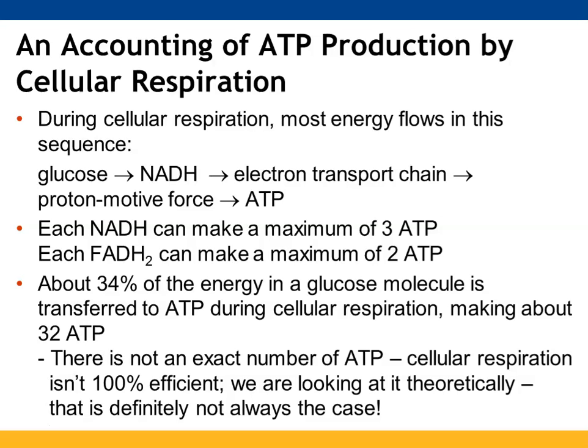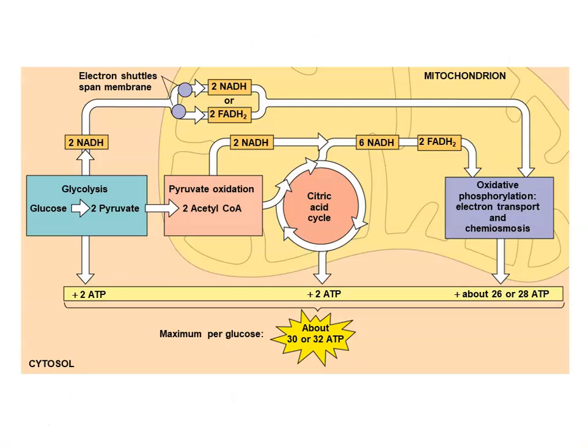It's not an absolute. You are going to lose some energy in the form of heat, but this is more of a theoretical value. So just overall, you've got your glucose to pyruvate, your pyruvate to acetyl-CoAs. They go through the citric acid cycle.